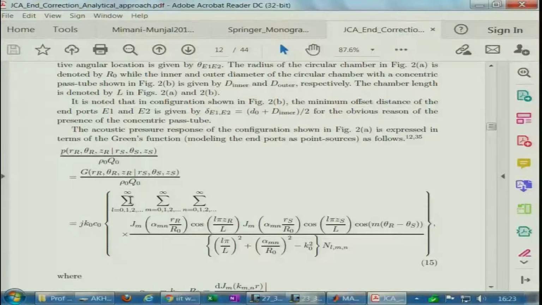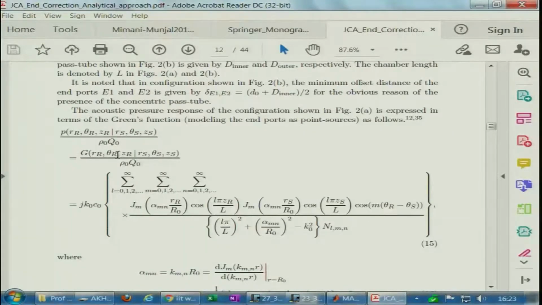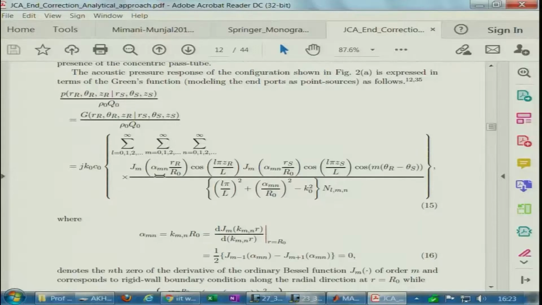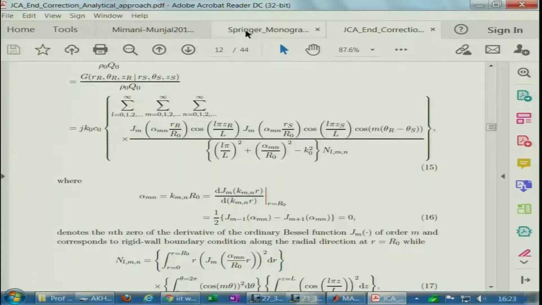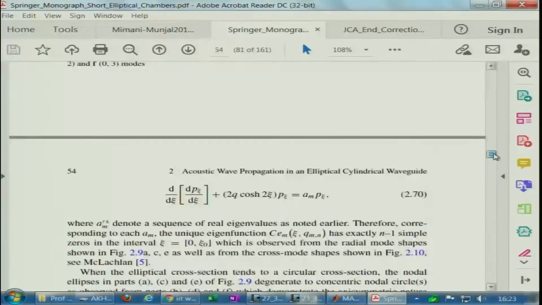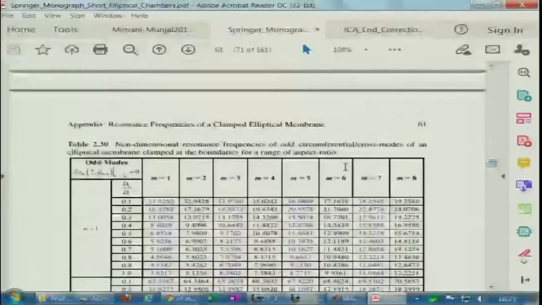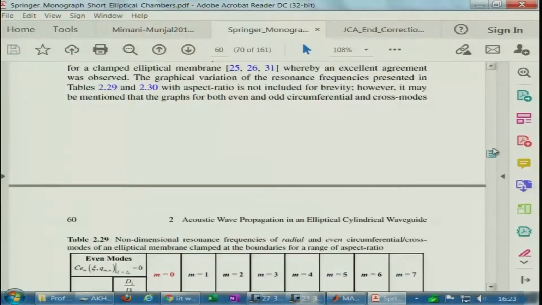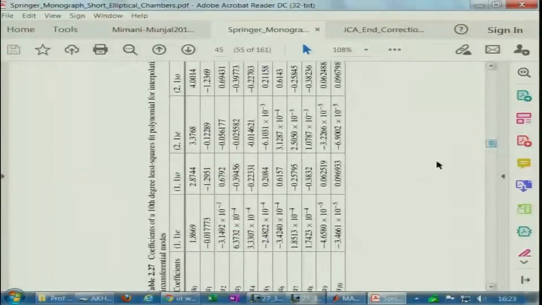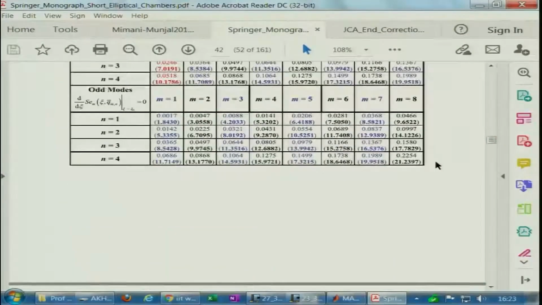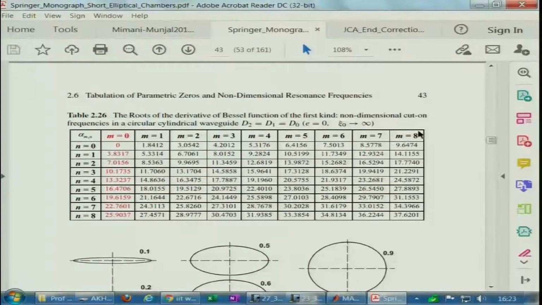They are essentially the same, and using that you can find the impedance matrix parameters and characterize that. These are the non-dimensional roots, which have also been tabulated in my monograph. For the first 9 orders and 10 roots each, that has been tabulated. Let me just show you that quickly. So, first 9 orders including the m equal to 0 order, and the first roots.